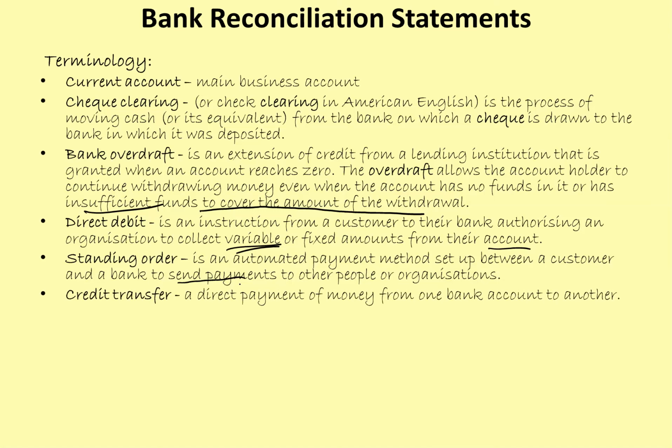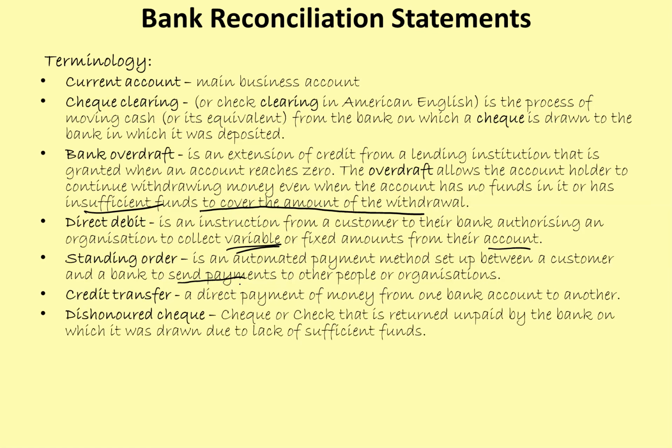A credit transfer, a direct payment of money from one bank account to another, usually done electronically these days, but in some banks, it can still be done as a paper credit transfer. A dishonored check, a check that is returned unpaid by the bank on which it was drawn due to lack of sufficient funds. Sometimes this will be referred to as a bounced check.